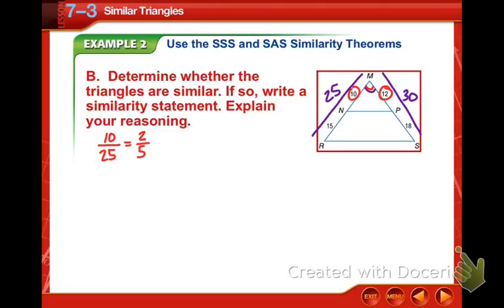So angle M is the same angle for both triangles, so angle M, of course, is congruent to angle M. So there's our angle part.